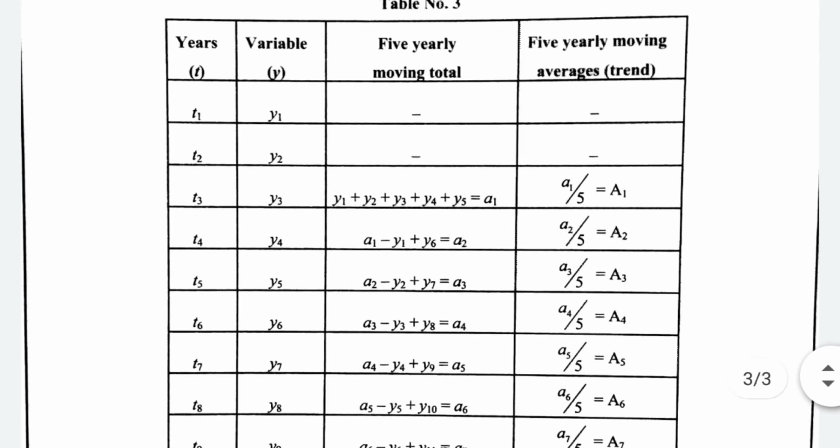In the next column, you got to make the average: divide the values of the moving total by 5, you will get the value of a1. So this is the way with the help of which we have to solve the moving averages. It is clarified in the question itself whether you got to find 3 yearly, weekly, monthly, whatever it is given, or 4 yearly, weekly, monthly, or 5 yearly, weekly, monthly. Depending upon that, you got to make the columns and find the answer.